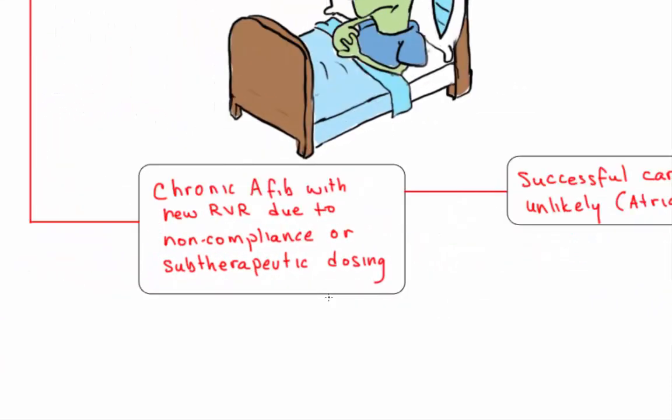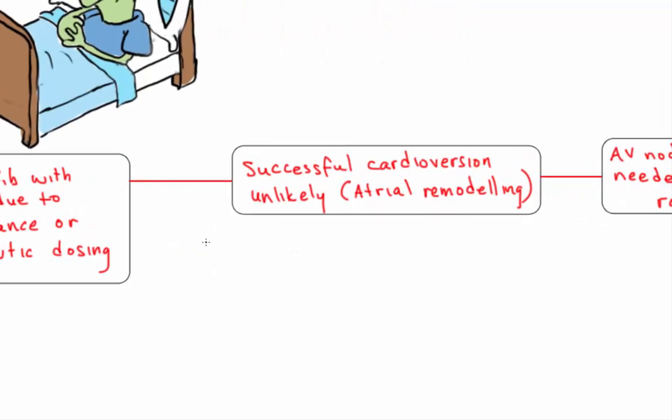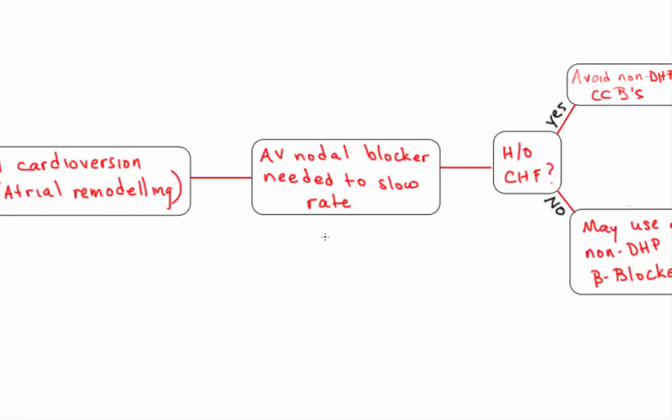And let's go down to the third arm of the unstable. In this third case, we're going to have a patient with chronic Afib with new RVR again, but likely due to noncompliance or subtherapeutic dosing. So either the patient isn't taking their chronic rate controlling agents at home, or if they are taking them daily, the dose has been subtherapeutic. So in this case, successful cardioversion is going to be unlikely. So what we'll need to do is take the approach of blocking the AV node in order to slow down the rate. When we slow down the firing from the AV node, then we're going to slow down the overall ventricular rate of the heart.